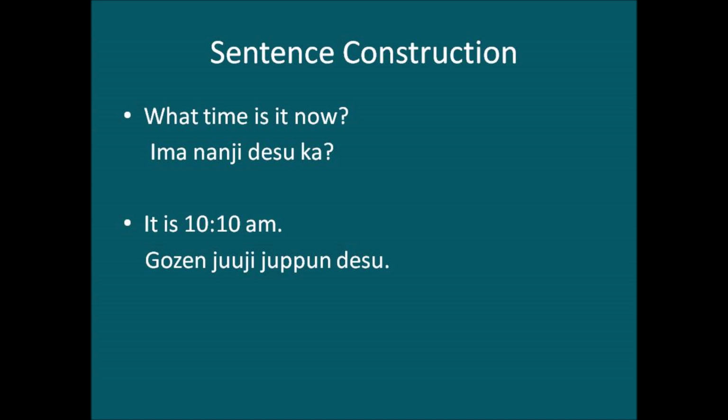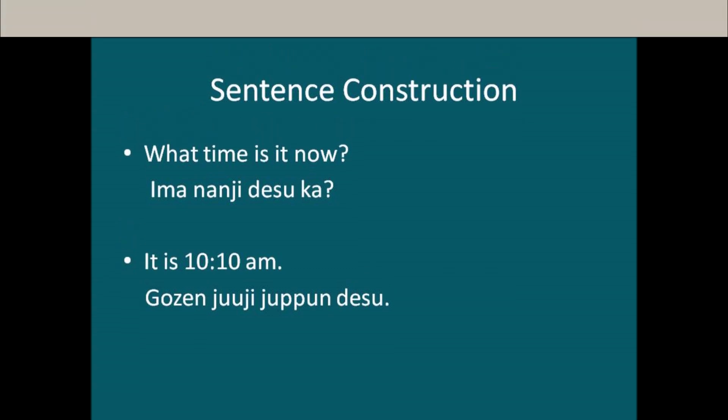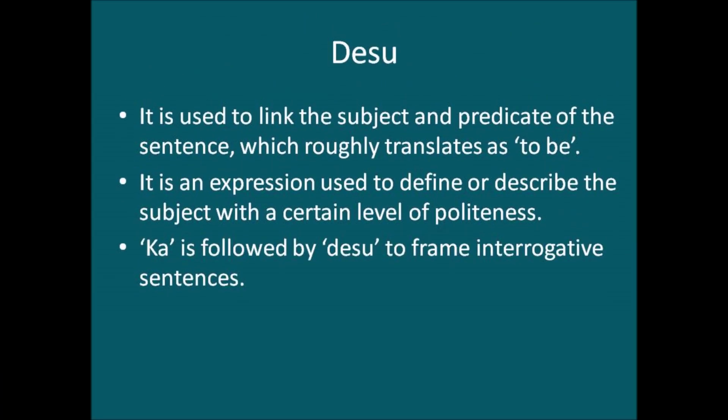です is used to link the subject and predicate of the sentence, which roughly translates as to be. It is an expression used to define or describe the subject with a certain level of politeness. か is followed by です to frame interrogative sentences.